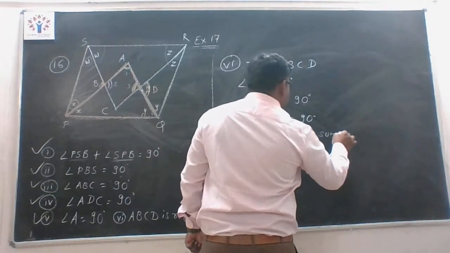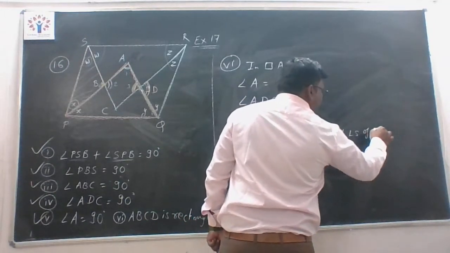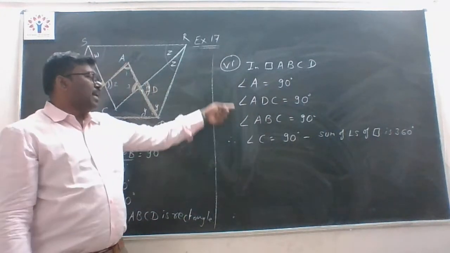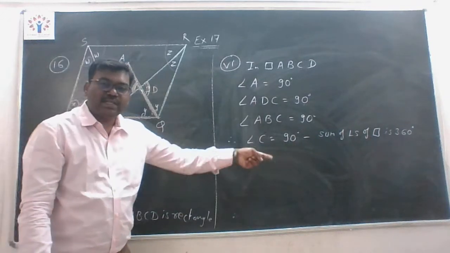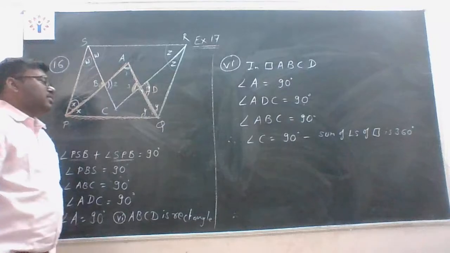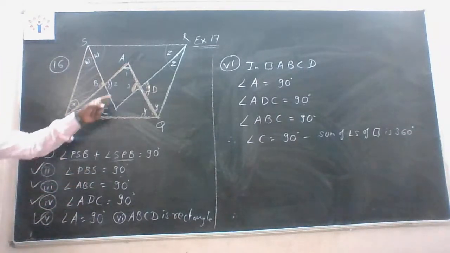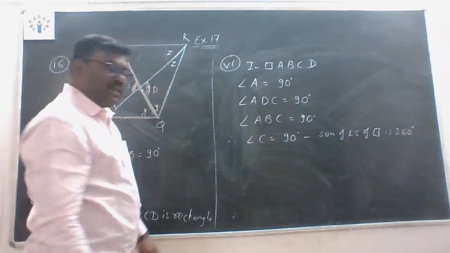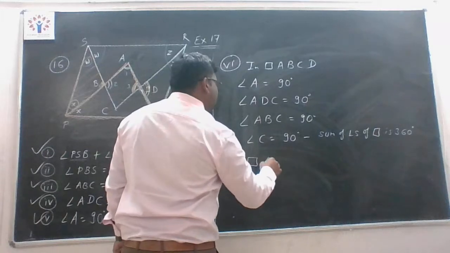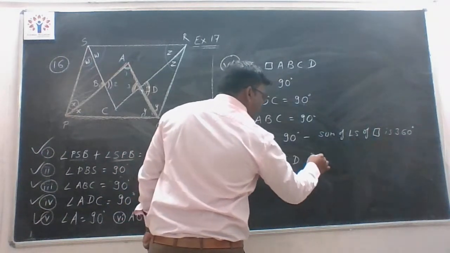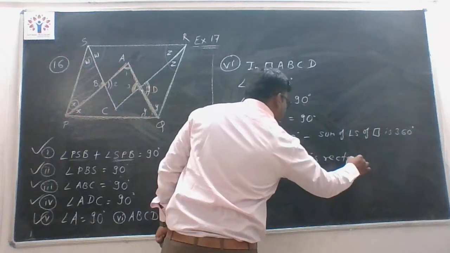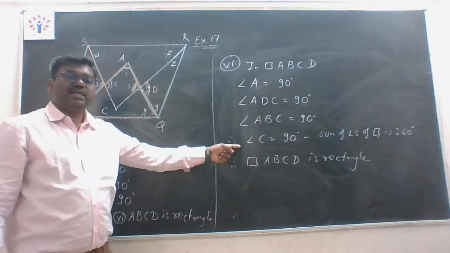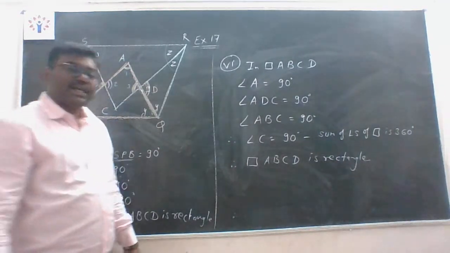The reason is the sum of angles of a quadrilateral is 360 degrees. If three angles are 90, 90, 90, that means the fourth angle is also 90 degrees. So in this question, if all the angles of quadrilateral ABCD measure 90 degrees, that happens only if ABCD is a rectangle. Do you understand this? Because each angle is of 90 degrees, this quadrilateral ABCD is a rectangle.